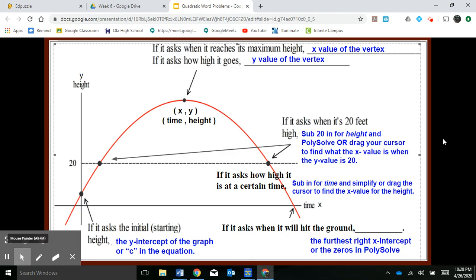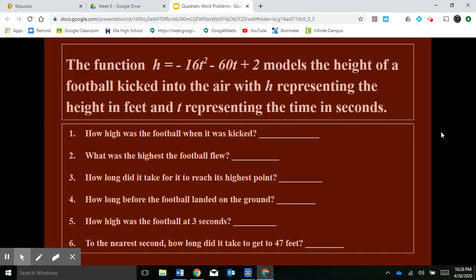When you do Desmos, make sure you plug in x instead of t, right? It'll be x squared and x instead of t squared because Desmos looks at it that way. So here's that same question we started off with. The function is the football. It models the height. H represents height in feet. T represents time in seconds.